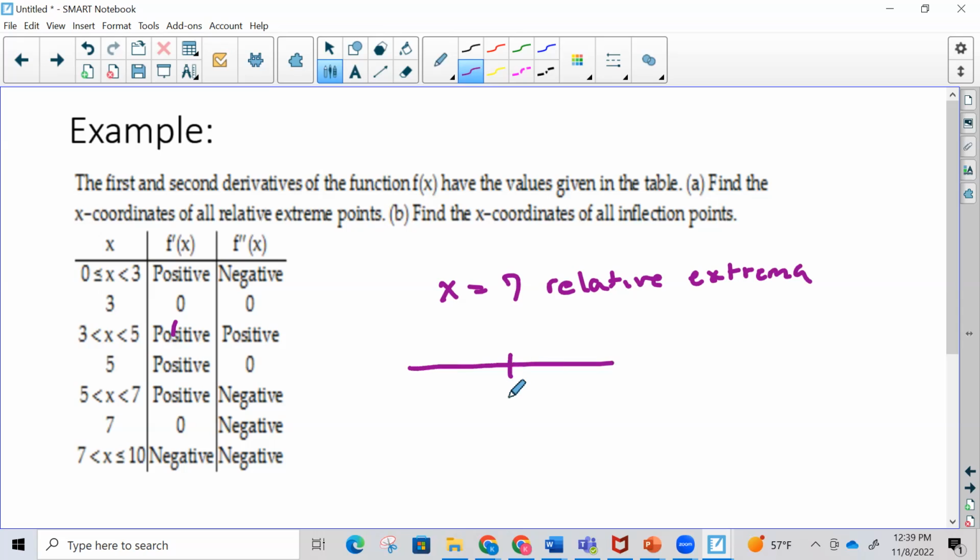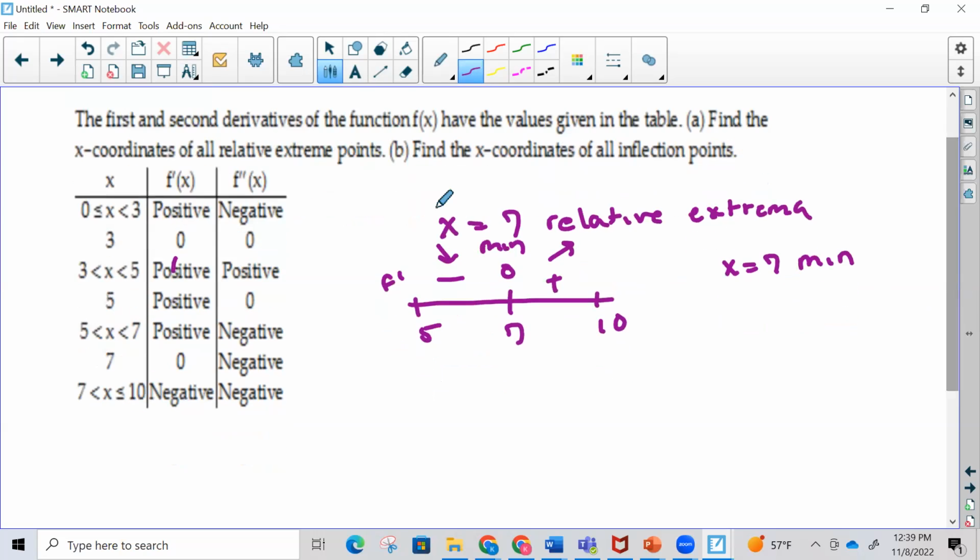And sometimes it helps to make your number line. And like this is 0. My derivative is negative, so it's decreasing. My derivative is positive, so it's increasing. And so this is a min. So x equals 7 would be a relative min. So that's A. And then B says find the coordinates of the inflection point.